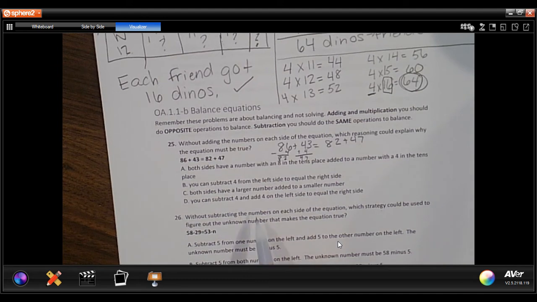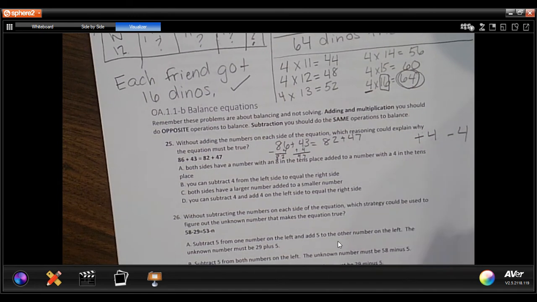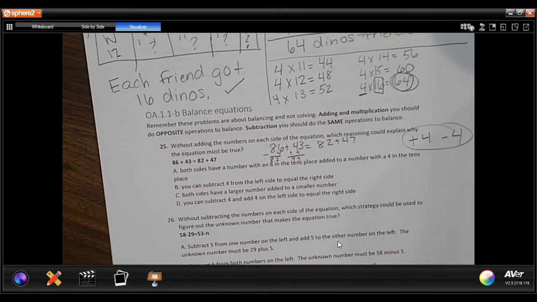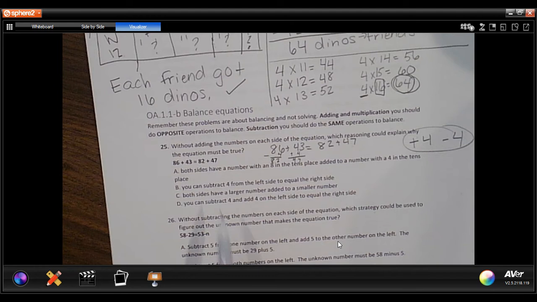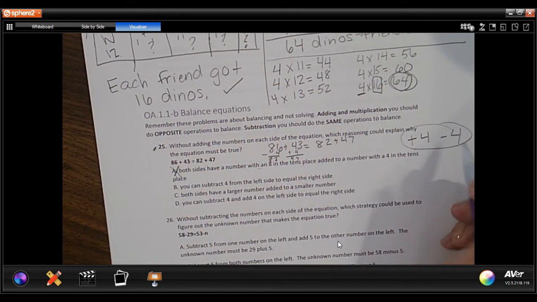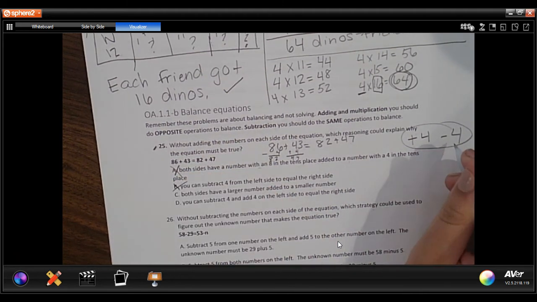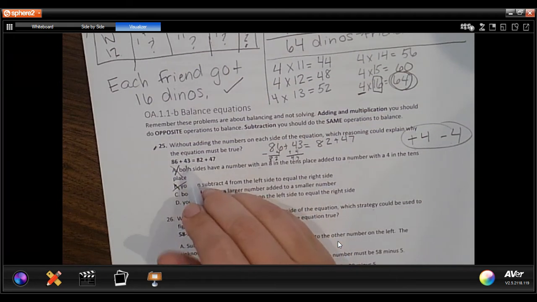So now I'm going to go through and see which one of these talks about adding 4 and subtracting 4. If it doesn't talk about adding and subtracting 4, the answer is wrong. A, both sides have a number 8 in the tens place added to a number 4 in the tens place. No, that's not talking about adding 4 and subtracting 4. B, you can subtract 4 from the left side to equal the right side. Nope, because that is only talking about subtraction, and we want adding and subtracting when we do addition problems.